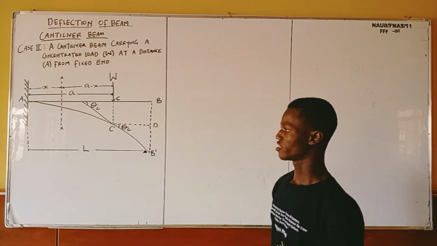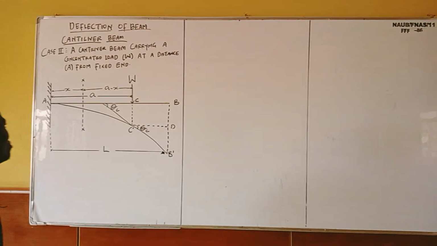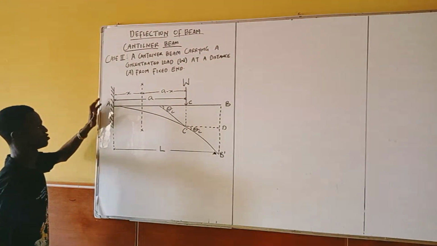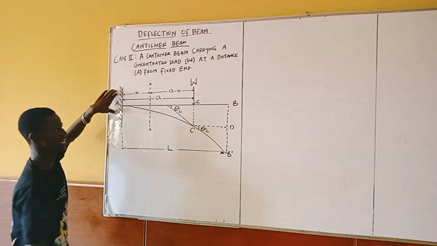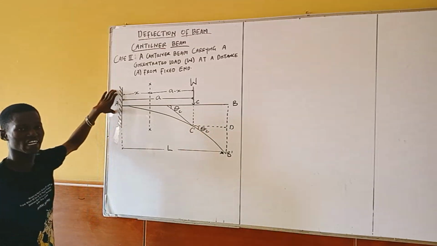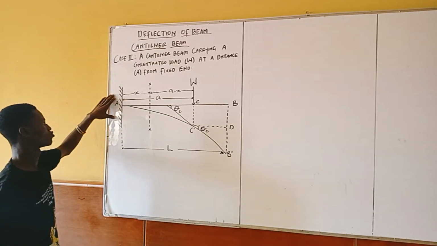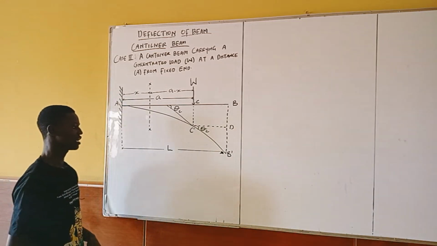Look at this diagram that I've drawn here. Let me explain the diagram so you can understand what you are really doing here. If you look at this diagram very well, you can see that at point A, it is fixed, and at point B, it is at a free end. This is what we call a cantilever beam, when a beam is fixed at one end and free at the other end. L is the total length of the beam.